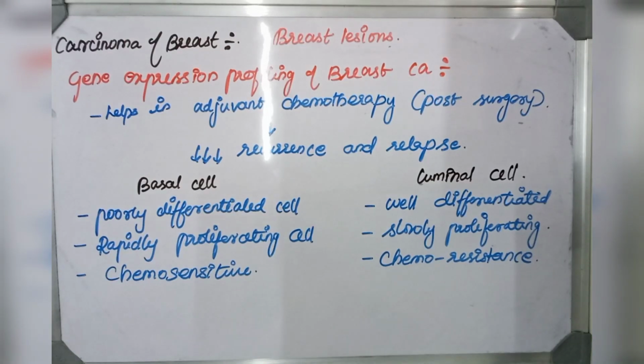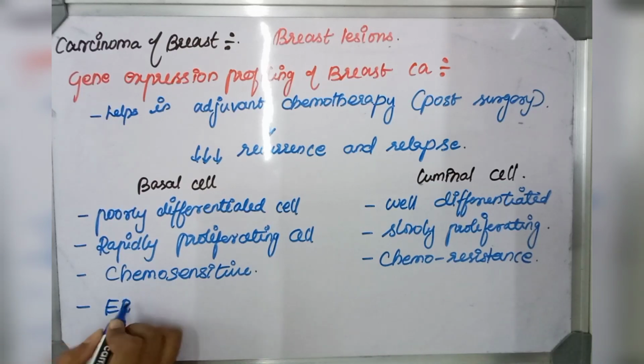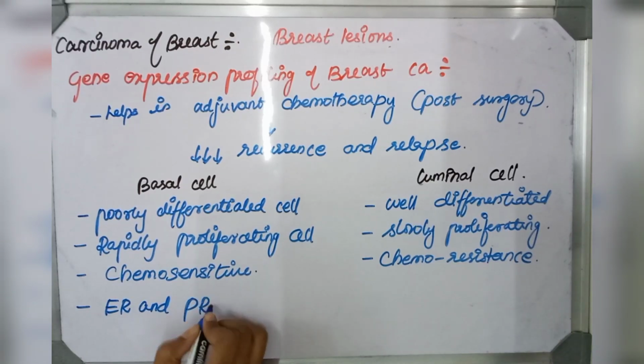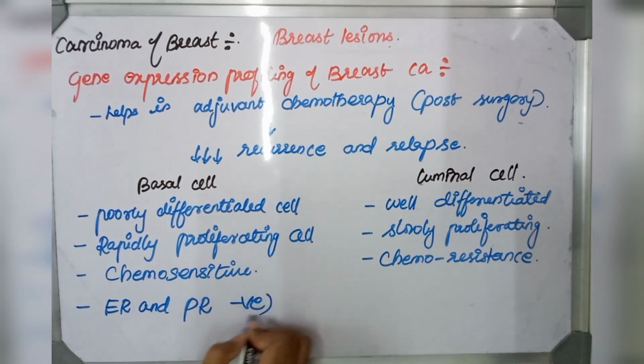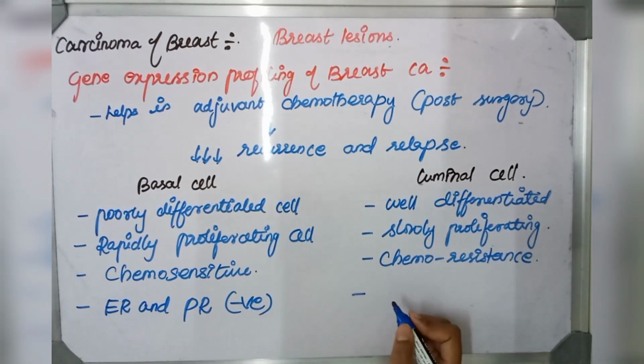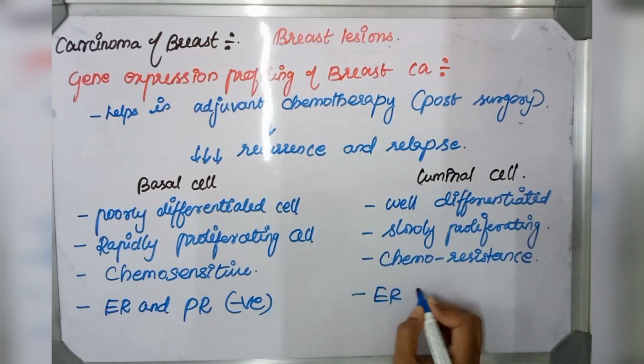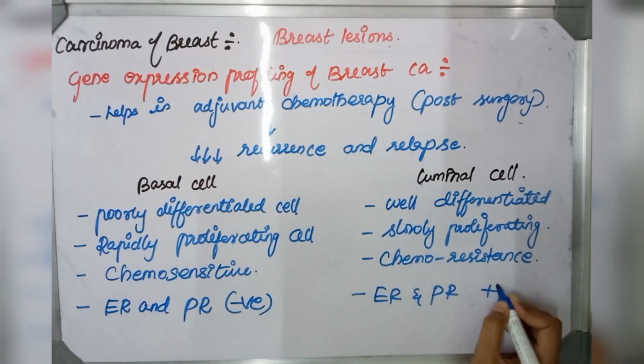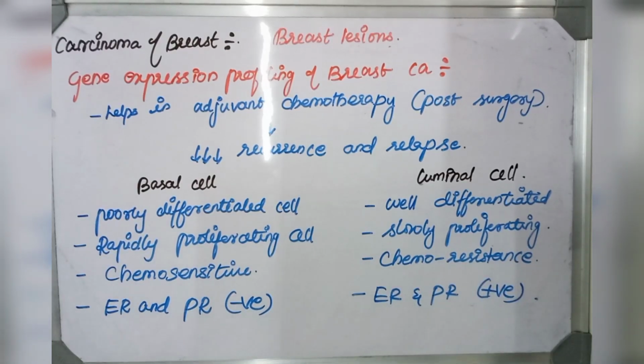There are two types of receptors, estrogen receptors and progesterone receptors. These receptors are very important. Basal cells do not express ER and PR, that is estrogen receptor and progesterone receptors, so they are negative; they don't express these receptor proteins. The luminal cells express these, so they are positive.